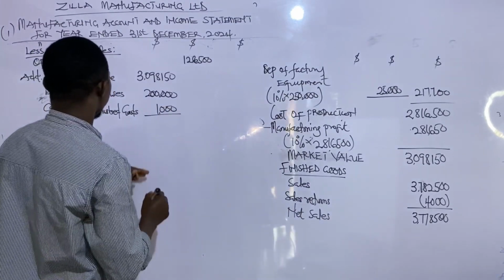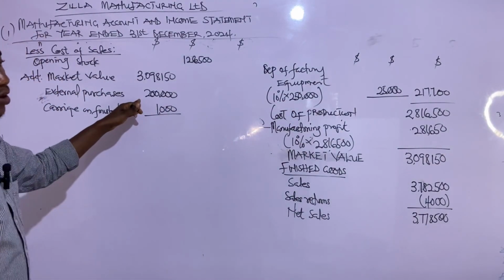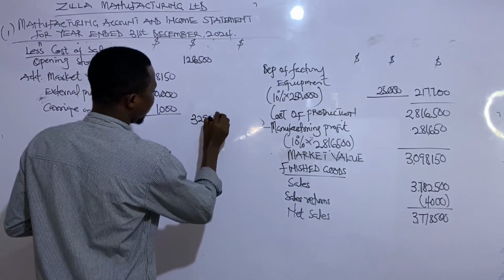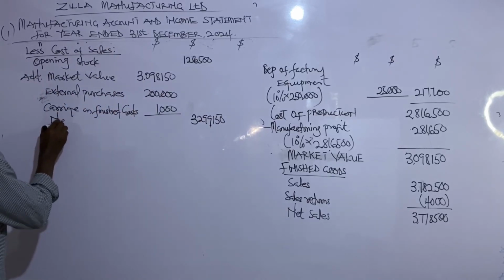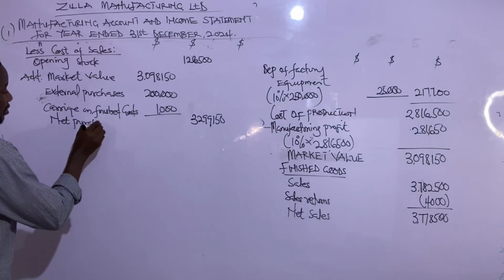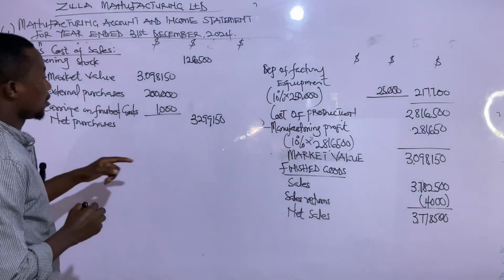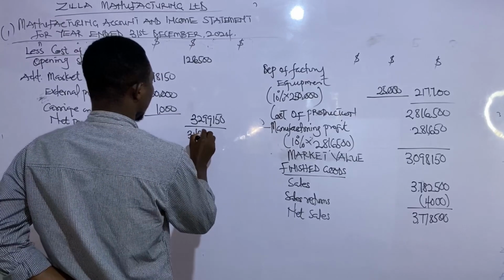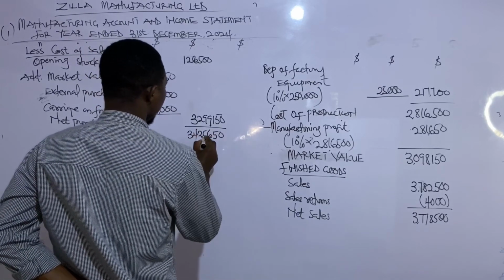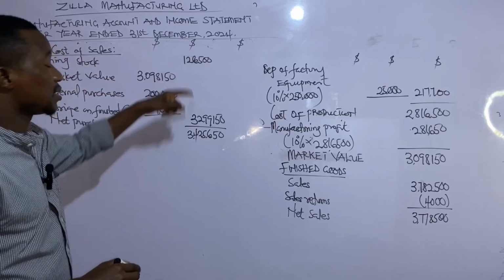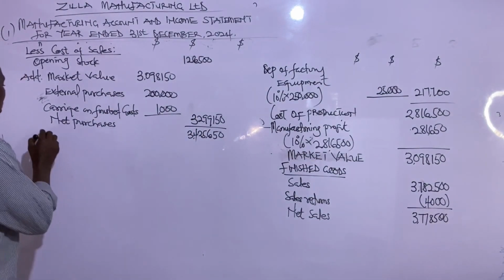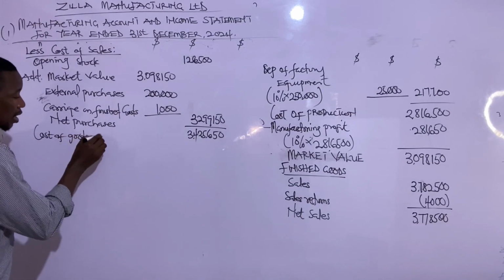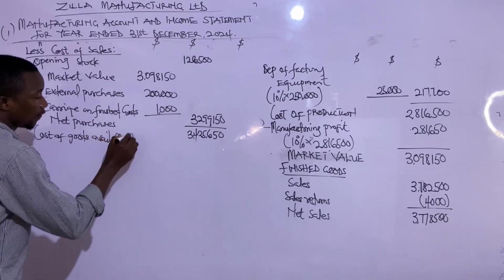Good. So now we add these three. We arrive at 3,299,150. This represents net purchases of the finished goods. Is that okay? Now we add the net purchases to the opening stock of finished goods. 3,425,650. This way. You can get that when we add these two on your calculator. And this represents the cost of goods available for sale.